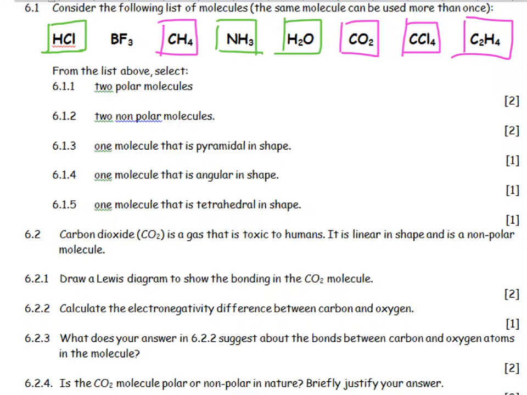You only have to get 2 of each one. So you need 2 of the polar molecules. You need 2 nonpolar molecules. One that is pyramidal in shape, your classic pyramidal, is going to be ammonia. One that is angular in shape, your classic angular, is water. And you should know these. One molecule that has a tetrahedral shape, well, you should know that your carbon tetrachloride and your methane are both tetrahedral in shape. Carbon dioxide is a gas that's toxic to humans. It is linear in shape, they tell us that, and a nonpolar molecule.